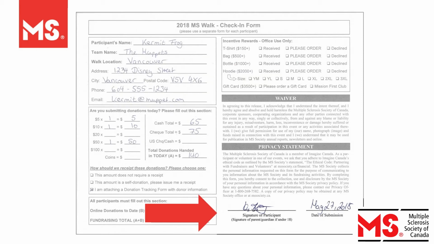The waiver. Every participant must sign the waiver, or if they are under 18, their guardian must sign it. Even if they are registered online and accepted the online waiver, they still need to sign this form.